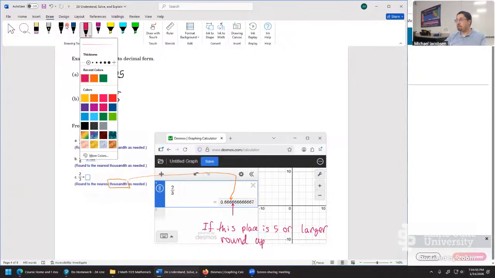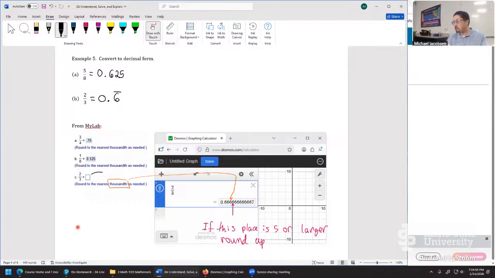So the answer to this one will be equals point. Oh, there's an equal sign already there. Let me take that off. 0.667. So sorry, it looks like I don't have a great answer to that. Looks like that kind of problem won't come up in the homework system.